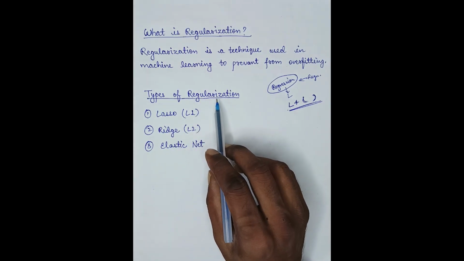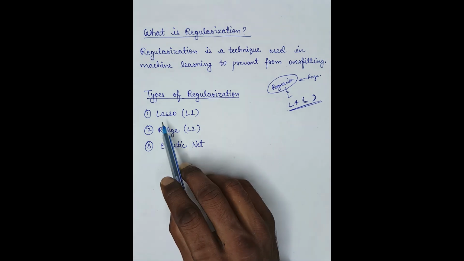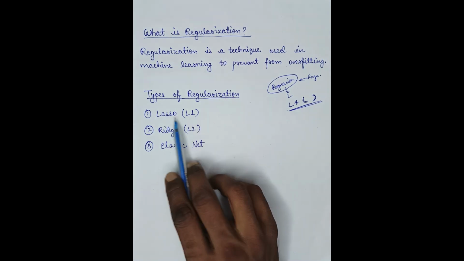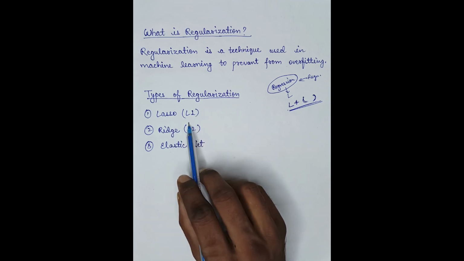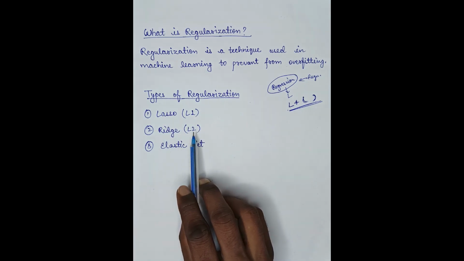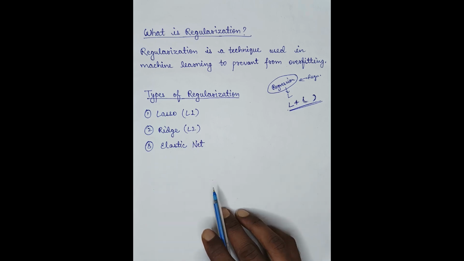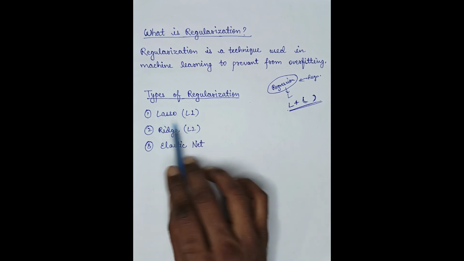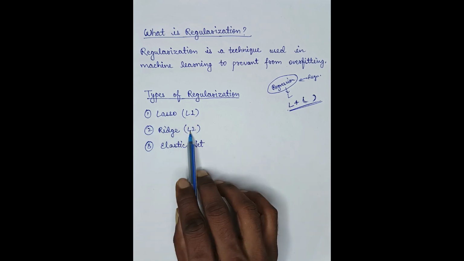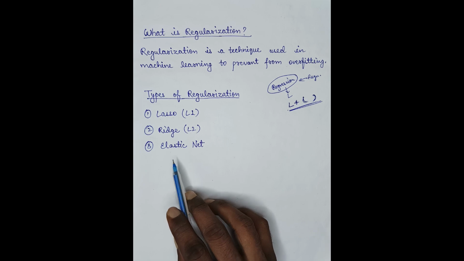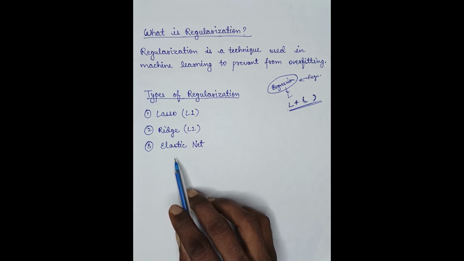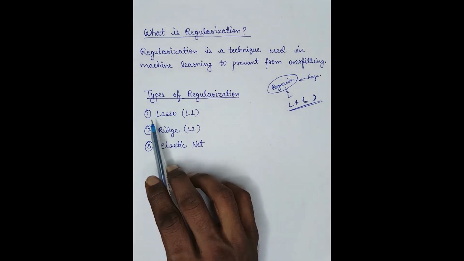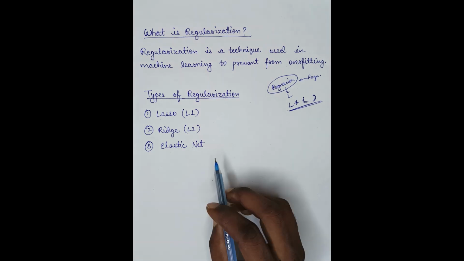Now, types of regularization. How many types of regularization are there? There are three types. One is lasso, which we call L1 regularization. Second is ridge regularization, which we call L2 regularization, and third is elastic net. We will see what lasso, ridge and elastic net are in detail in another video.